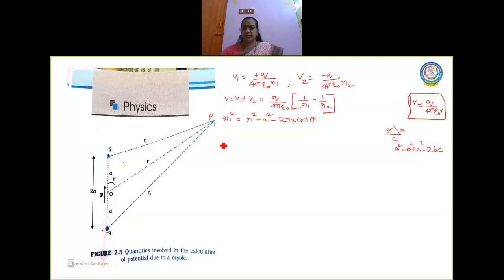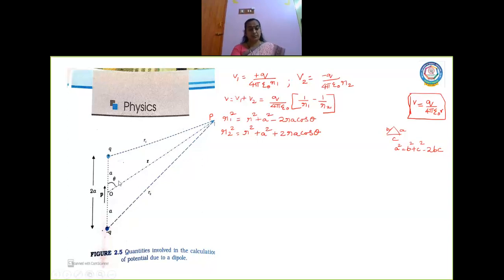Similarly, I can write R2 square as R square plus A square plus 2RA cos theta. I will tell you why it is plus 2RA cos theta. Look at the angle here. Here P represents the dipole moment. The dipole moment is from minus Q to plus Q, so look at the arrow. It is from minus Q to plus Q. So theta is the angle between the dipole moment axis, that is the axis of the dipole, and this point P.